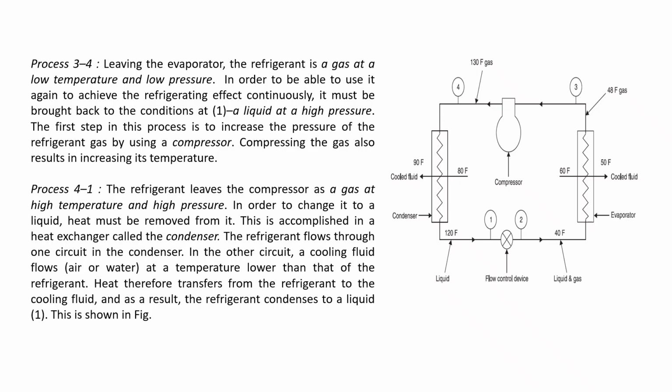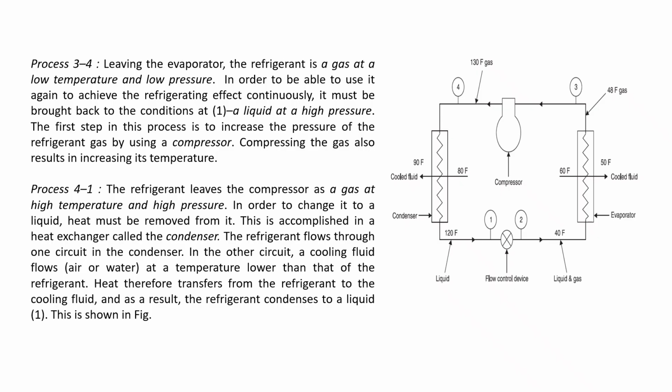So what they say is that we told that it is getting completely evaporated at point 3. Leaving the evaporator, the refrigerant will be in the form of gas at a low temperature and very low pressure. In order to use it again to achieve the refrigerating effect continuously, it must be brought back to the conditions at 1, which is a liquid at a high pressure. So in order to make it a proper circulation, the cycle goes on from 4 to 1.